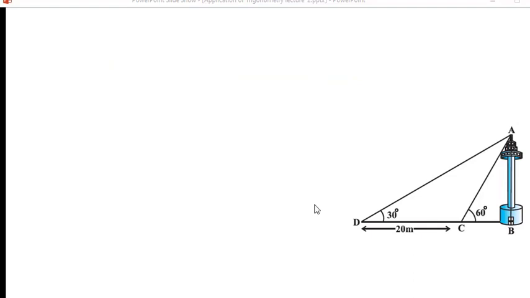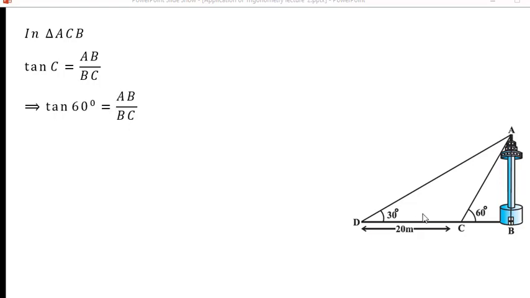Now here we will take triangle ACB first. It is your choice. I am taking triangle ACB. In triangle ACB, tan C is AB upon BC. So that gives me tan 60 degree is equals to AB upon BC. Now value of tan 60 we know. So root 3 is equals to AB upon BC. Now AB and BC both are unknown, so I will express AB in terms of BC. AB is equals to root 3 BC.